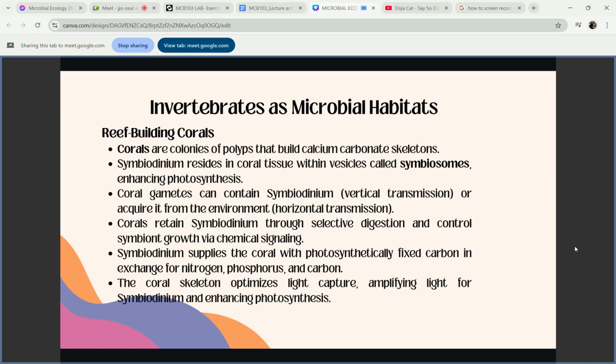So for the last example would be the reef building corals. So the corals are colonies of polyps that build calcium carbonate skeletons. So Symbiodinium resides in coral tissues within vesicles called symbiosomes, enhancing photosynthesis. So coral gametes can contain Symbiodinium through vertical transmission or acquire it from the environment through horizontal transmission or horizontal gene transfer. So next slide.